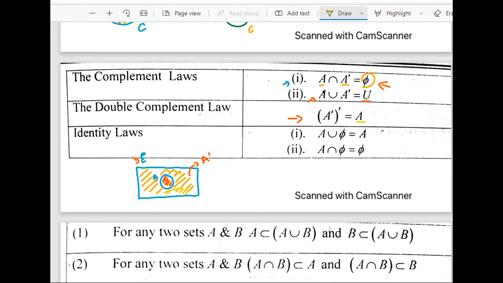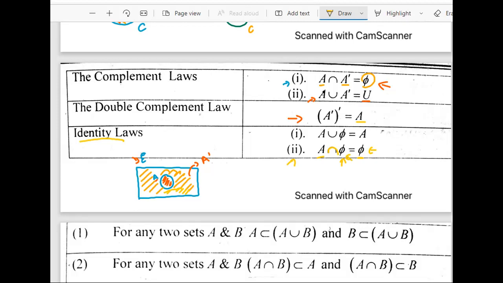And if I talk about the identity law, let's talk about the second one. A intersection phi, A intersection null set, would be null set. Why? Because there's nothing in common, right? The only common thing is phi, the empty set. So this is what I'm going to get. Is this understood? We have the intersection of two sets, one is a big set and one is an empty set. When I am trying to find the intersection of a big set with an empty set, obviously nothing would be in common. So I will get the empty set back, right?